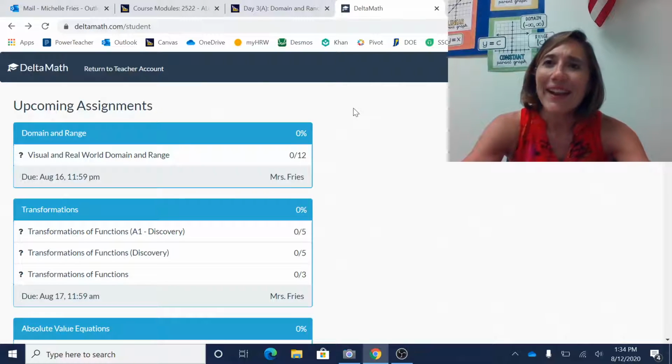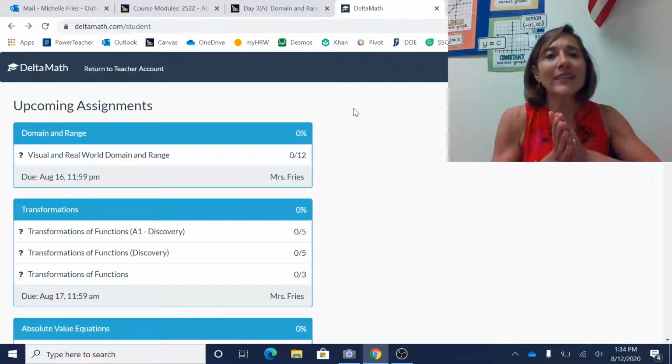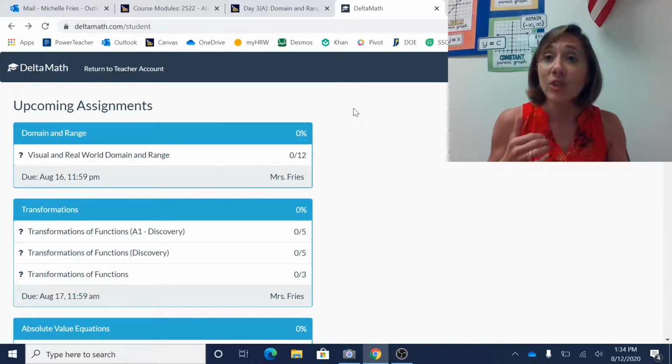Good morning. Today in Algebra 2, we are going to be doing an assignment on Delta Math to practice the domain and range concepts that we talked about yesterday. Remember, domain is the x values, how far left and right a graph moves, and the range is the y's, how far up and down a graph moves.